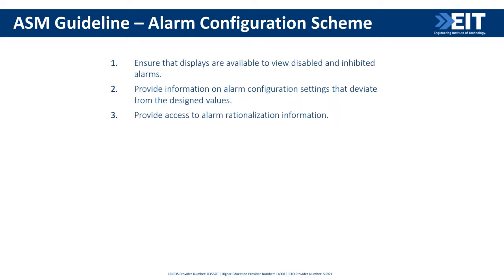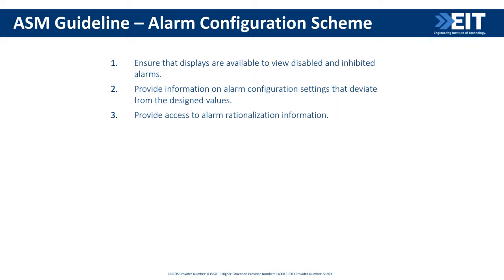Okay, so some guidelines on alarm configuration schemes. Ensure that displays are available to view disabled and inhibited alarms. Sometimes alarms have to be disabled and inhibited, but the operator needs to be aware of the specific abnormal plant conditions, because they won't be annunciated, since they are disabled and inhibited. So there should be a display where he can routinely go and have a look at which alarms are disabled.